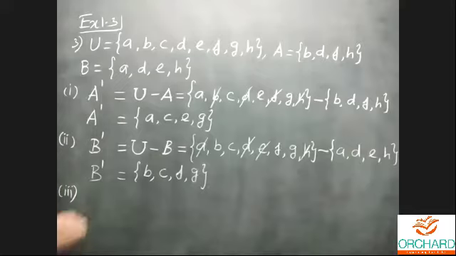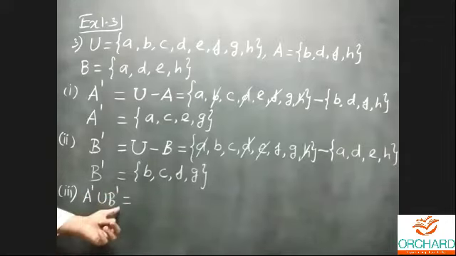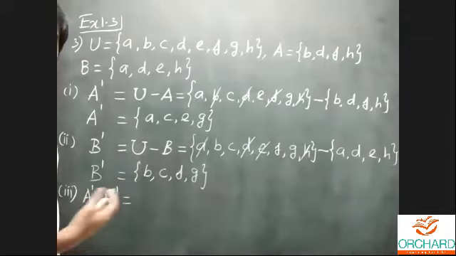A dash union B dash. Now we can join the two sets, the complement of A and the complement of B. Whose union? That is your A dash union B dash. Union means join, or in simple words you can consider it as a plus, to add the elements.